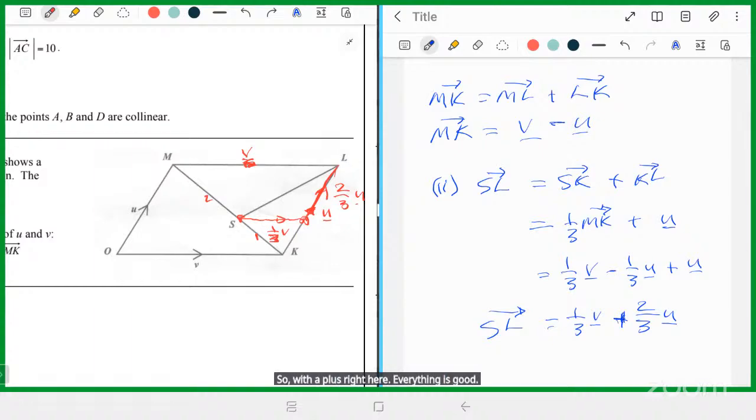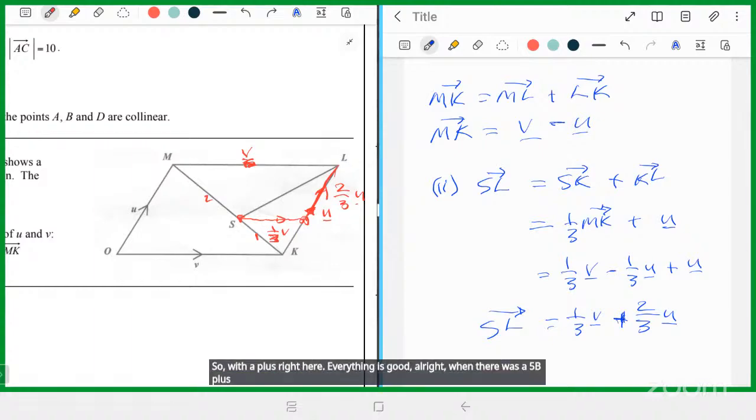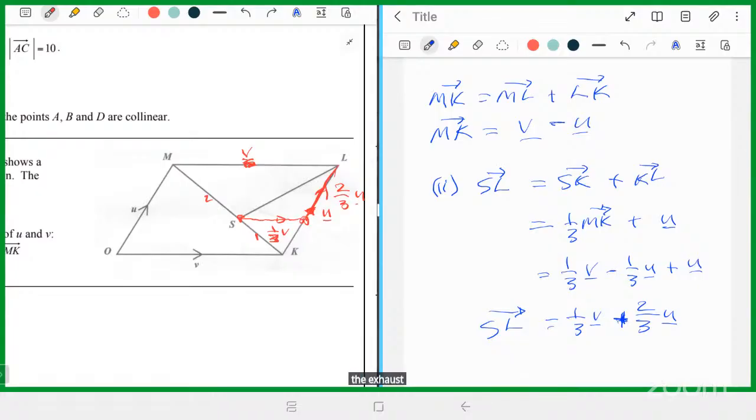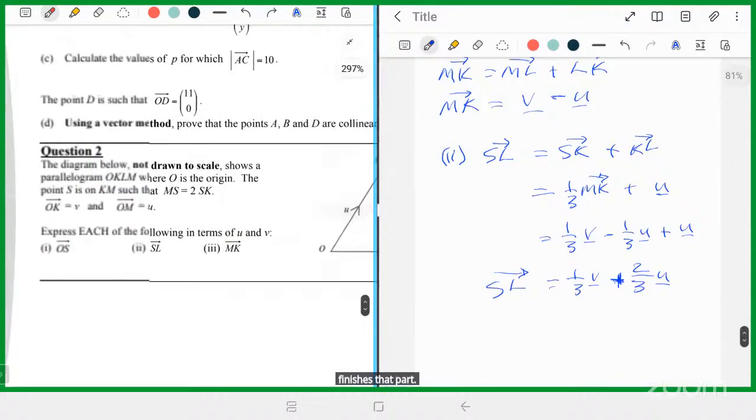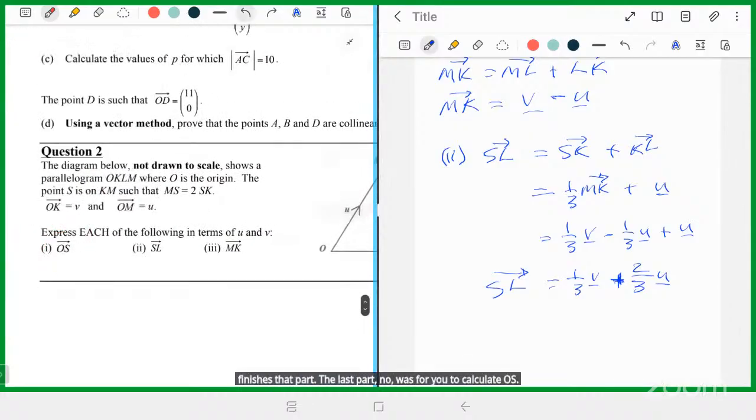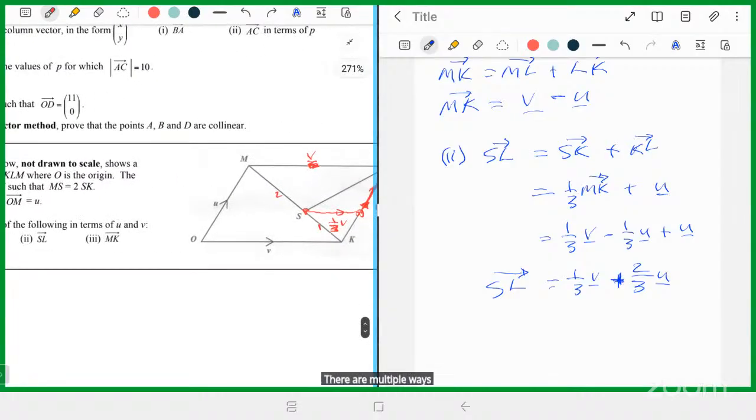Alright? 1/3 of a V plus 2/3 of a U takes us from S to L. The diagram shows that. Alright? That finishes that part. The last part now was for you to calculate OS. There are multiple ways to do it, but as I said, when you can't use O minus the last, O minus the first, use a diagram.